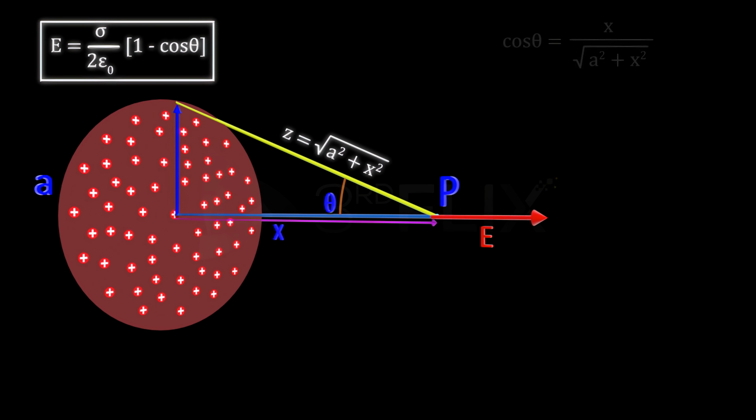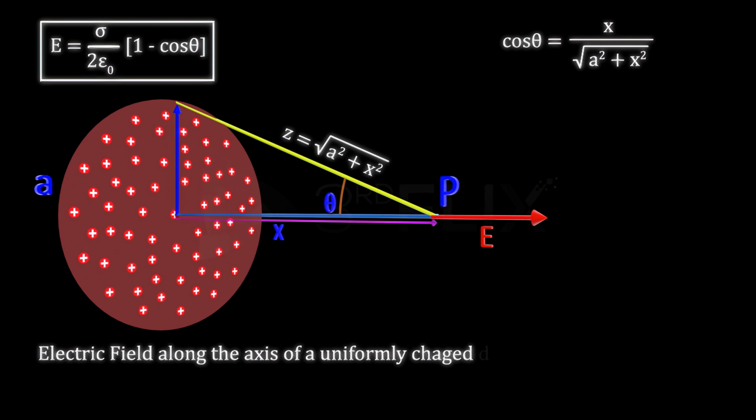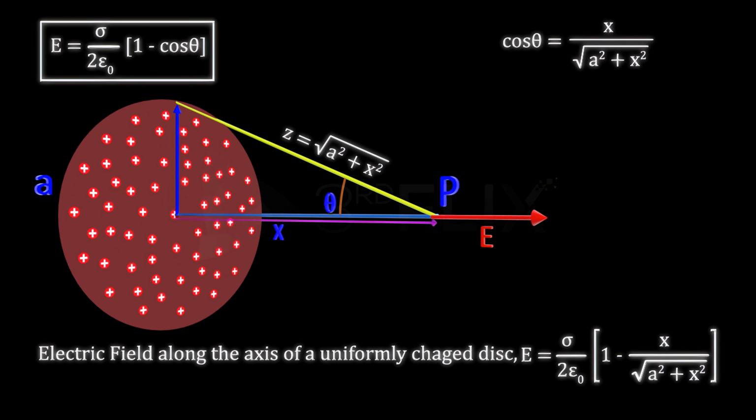From this triangle, cos theta is equal to x by root over a square plus x square. Therefore, the electric field along the axis of a uniformly charged disk is given by sigma by 2 epsilon naught into 1 minus x by root over a square plus x square.